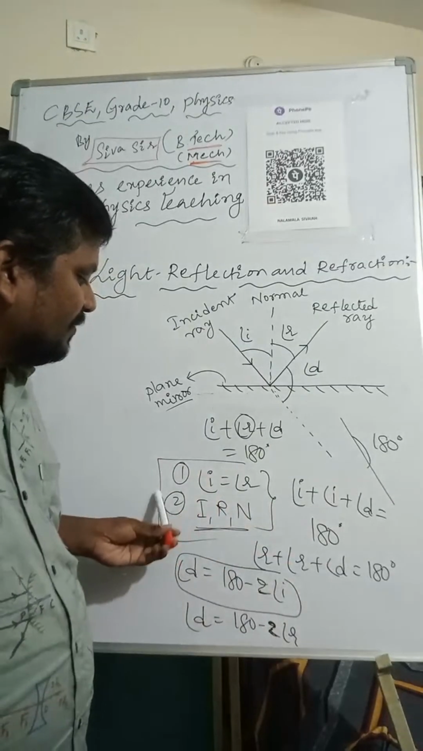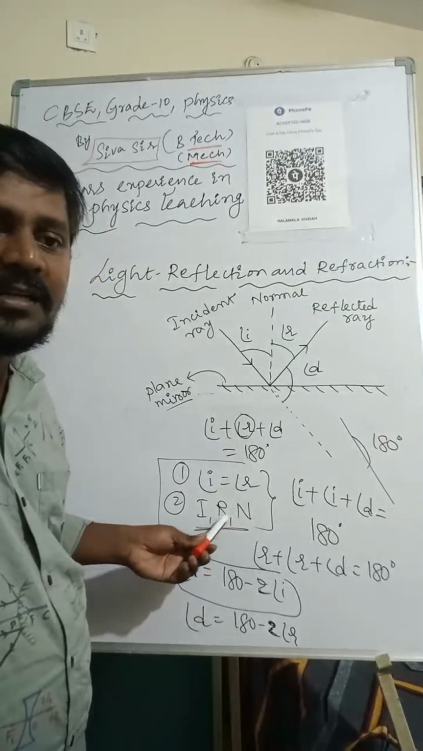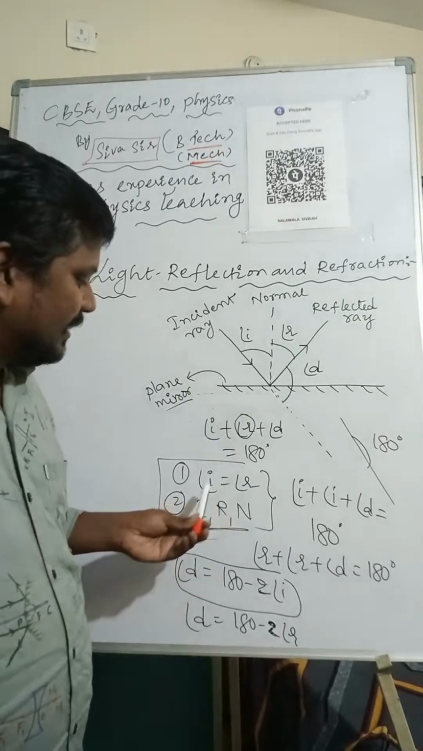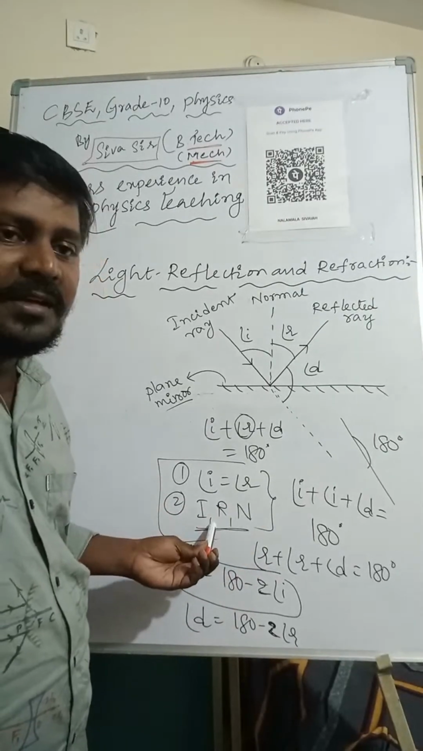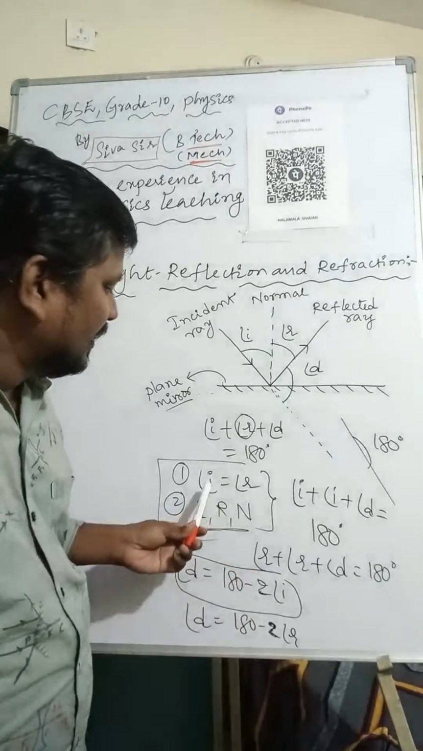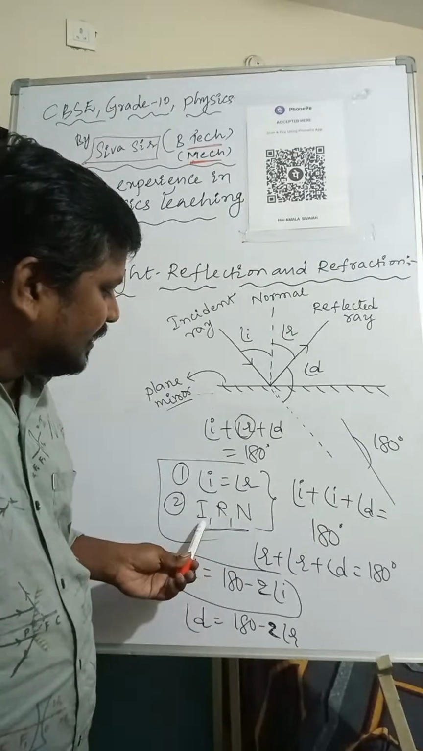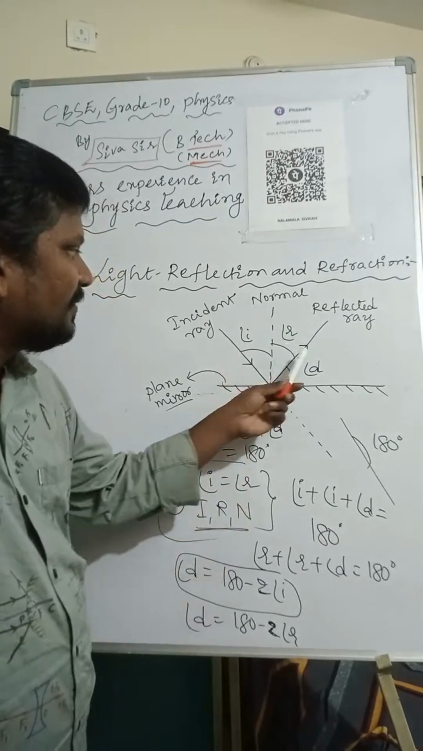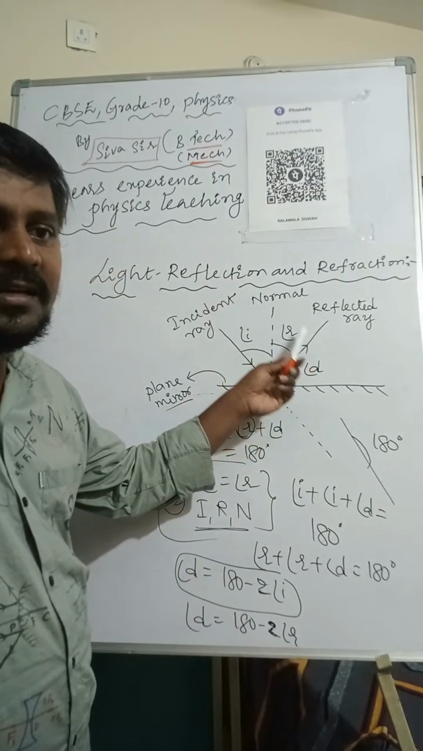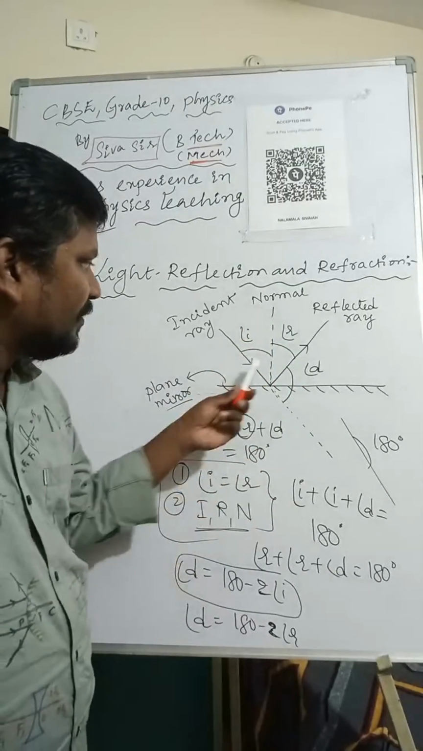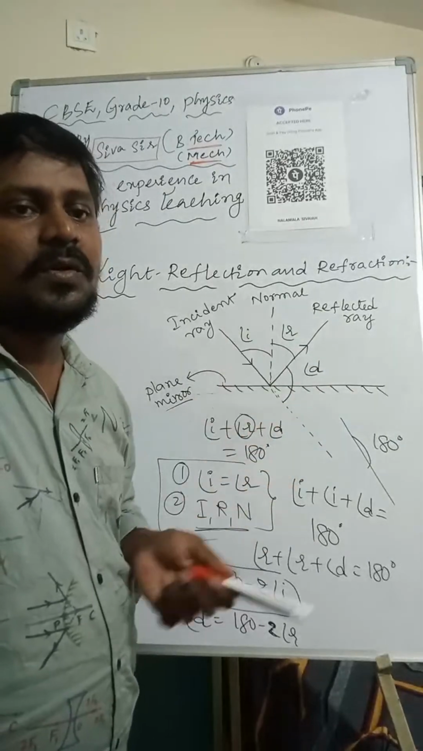These are the 2 laws of reflection. Angle of incident equal to angle of reflection, and incident ray, reflected ray, and normal line lie on the same plane. Once again, angle of incident equal to angle of reflection, and incident ray, reflected ray, normal line lie on the same plane. So these are the 2 laws of reflection.